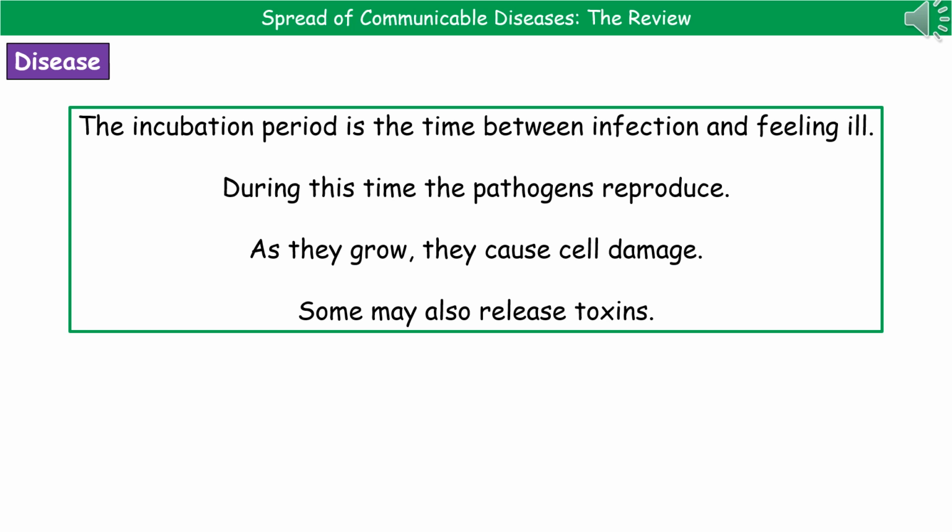Once our pathogen has actually infected a plant, it doesn't cause disease instantly. What we actually have is this period of time between the point of infection and the actual symptoms of the disease or feeling ill. And that's known as the incubation period. During that incubation period, the pathogens are reproducing. And as they do this, they're going to cause damage to the cells that they're invading. Other pathogens may also release toxins, which will have negative effects on the host organism as well.